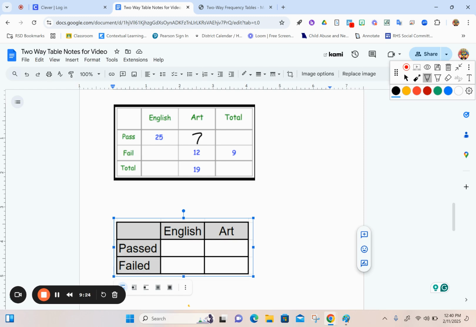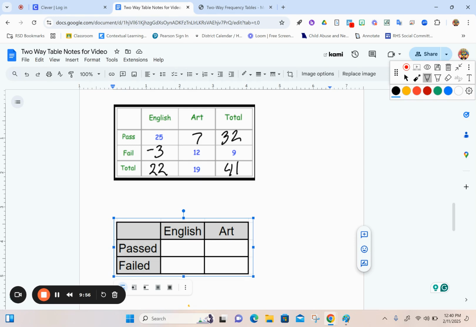7, because 19 minus 12 is 7. That makes sense. 25 plus 7, 32. So that leaves that to be 41. So what plus 19? 41 minus 19 is 22. Yeah, that is -3. That makes no sense at all.